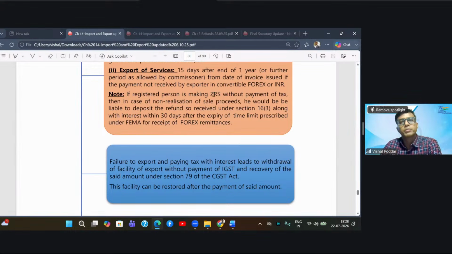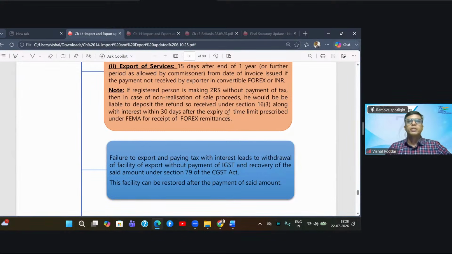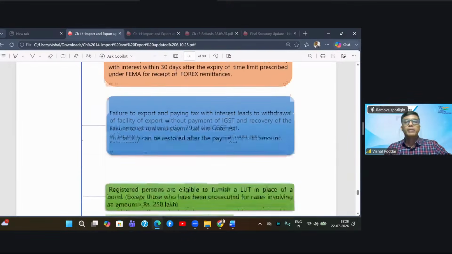Now, if a registered person is making a zero rated supply, and the option chosen is without payment of tax, that is under bond or LUT, then in case of non-realization of sale proceeds, he would be liable to deposit the refund so received under section 16(3), with interest, within 30 days after the expiry of the time limit provided under FEMA. So if I have taken the refund and after taking the refund, I have not received the amount in foreign currency within the time limit of FEMA, in that particular case, there will be a challenge. I will be required to return the refund.